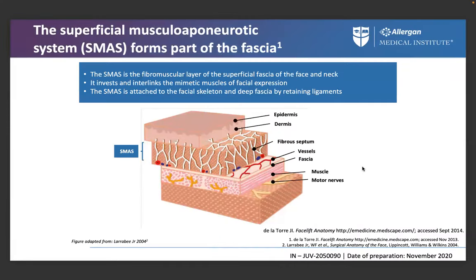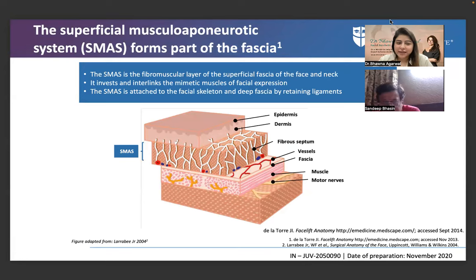Now this is the SMAS, which is a fibromuscular layer, and I think you must be aware of this. The SMAS in the face and neck invests and interlinks the mimetic muscles of facial expression. It acts as a unit, like a hammock in which muscles and all the tissues are sandwiched. Sometimes they are anchored from bone to skin, and sometimes they are just superficial.